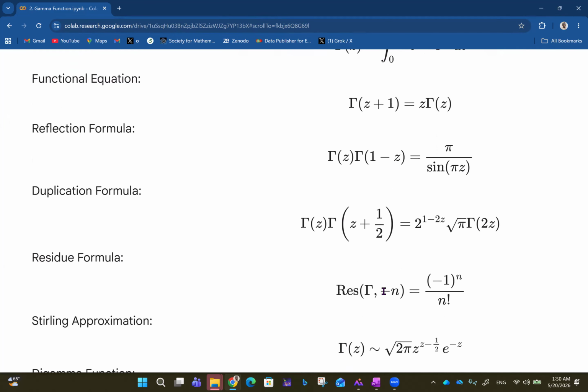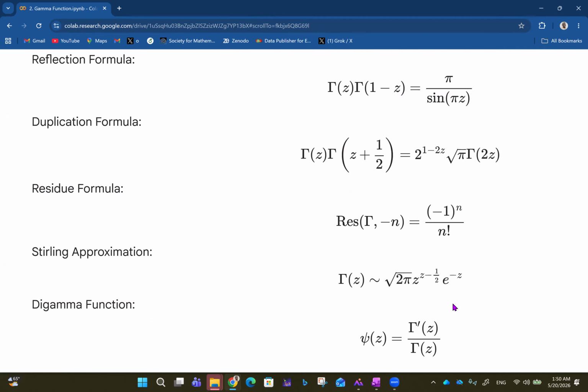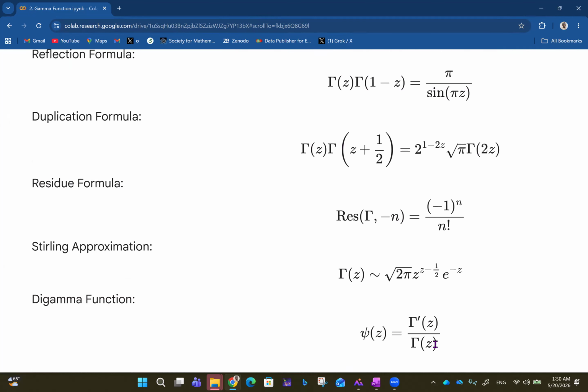Then you have the residue formula: the residue of gamma at minus n is minus 1 raised to n over n factorial. And then you have the Stirling approximation: gamma z is roughly the square root of 2 pi, z raised to z minus half, raised to minus z. And you have the digamma function psi of z, which is gamma prime z over gamma z.